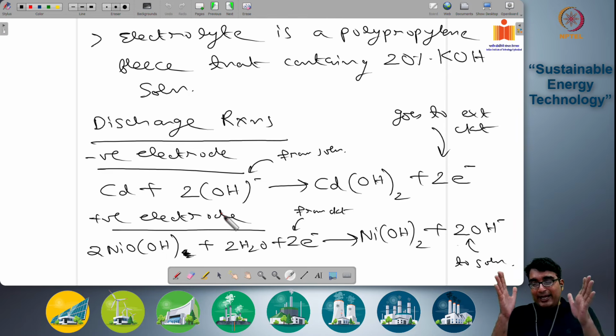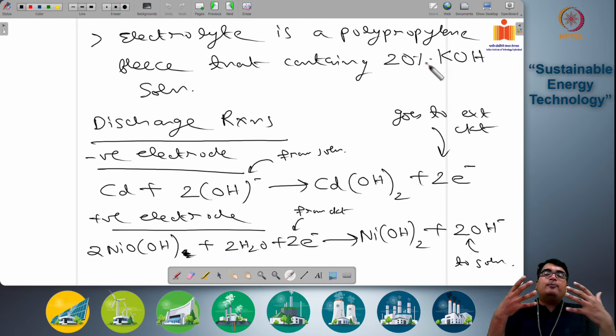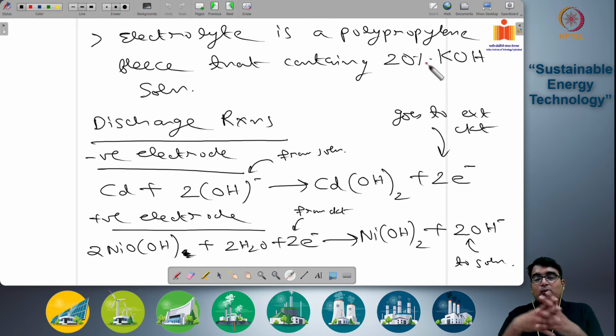The electrolyte between them is a polypropylene fleece. So again a kind of polypropylene matrix which contains 20% potassium hydroxide solution. Okay, so again we are looking at a dry cell battery with a polypropylene matrix in which the electrolyte liquid is 20% potassium hydroxide solution. Okay, so instead of sulfuric acid we are using potassium hydroxide.